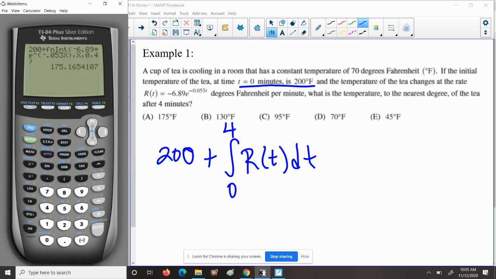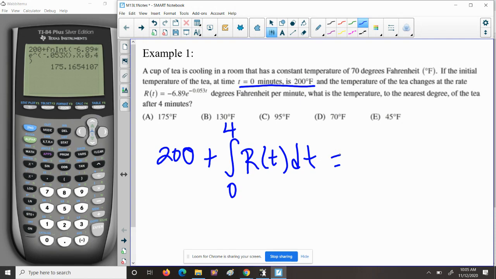When we do that, 200 plus that integral, we get 175.165. Now, it's said to the nearest degree, so that would be 175 degrees. Again, we need to get used to that integral representing the accumulation. And we know this is not changing direction because it's an E. E is not going to change direction.